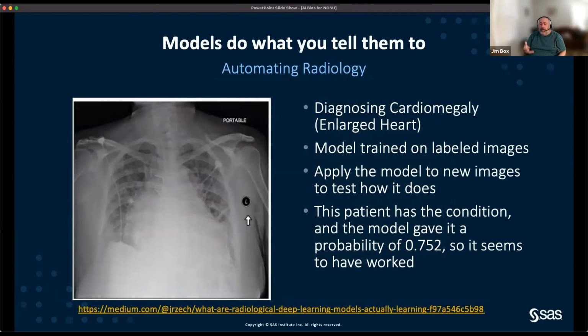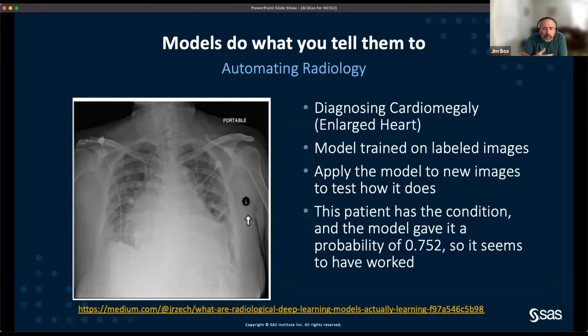An example of that in the life sciences and healthcare world is that one of the things we're trying to do a lot is have machines look at images from radiology, MRIs, and X-rays, and try to figure out which patients are the most problematic. In this particular case, we're trying to teach this system how to diagnose people who have an enlarged heart. So we trained the model on labeled images and then applied it to new images to see how it did. This particular patient has the condition, and the model gave it a probability of 75%.